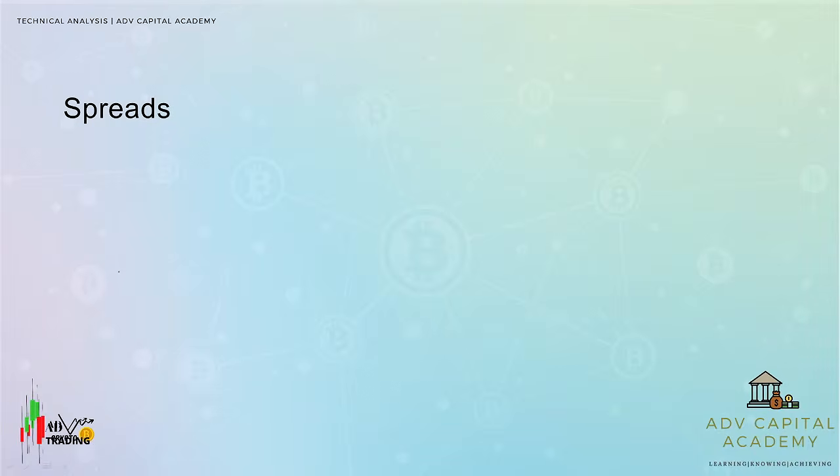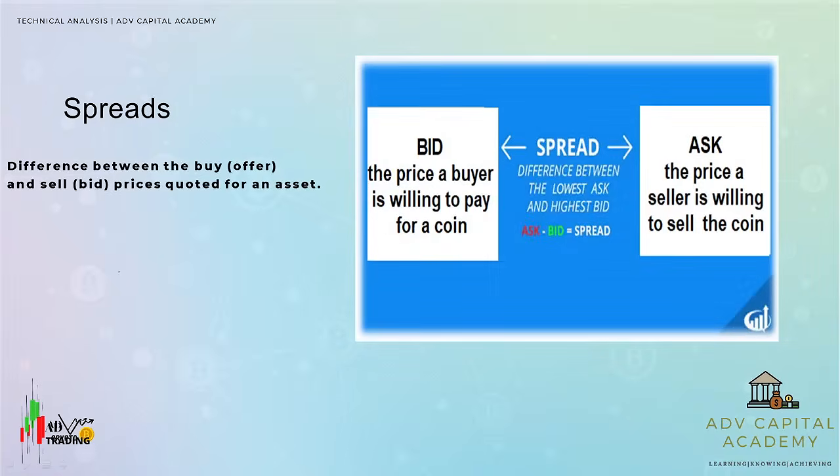The last thing that we're going to talk about in this lesson is spreads. Before proceeding to other types of orders, let's look at the terminology mentioned above: bid, ask, and spread. A bid is the price a buyer of the cryptocurrency is willing to pay. Ask is the price a seller is willing to accept. Spread is the difference between these two prices.